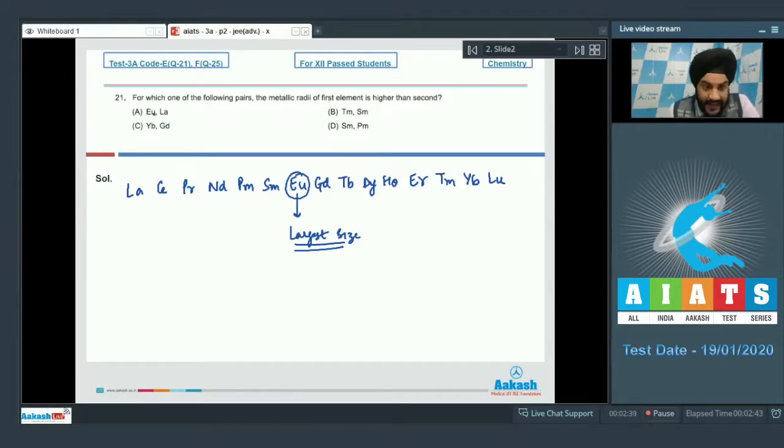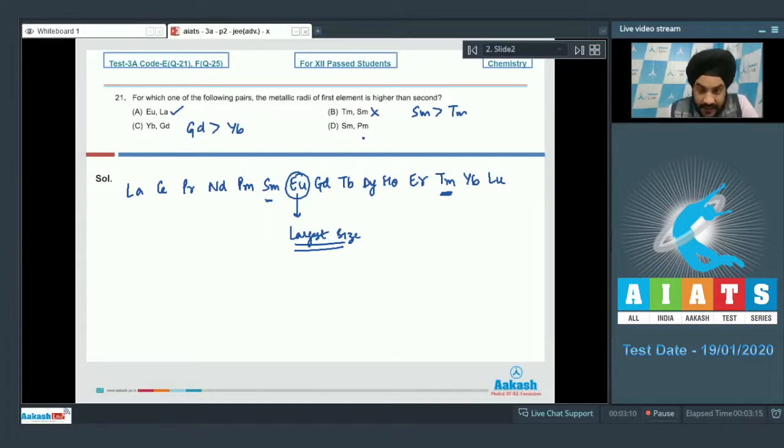So obviously EU has a greater radius than LA. So this is correct. If you talk about the second one, so TM lies towards the end, whereas SM lies towards the beginning. So this cannot be correct, students. The size of SM is greater than TM. Okay. If you talk about the third option now, we have YB and GD. So GD is towards the left, whereas YB is towards the right. So again, GD will be larger in size as compared to YB. So GD is more than YB.